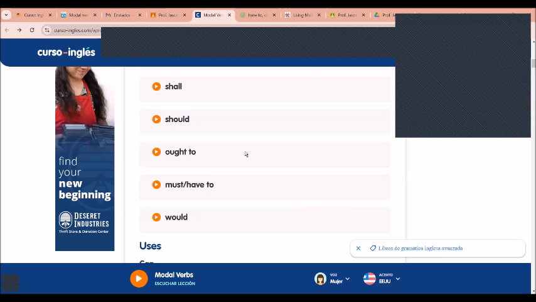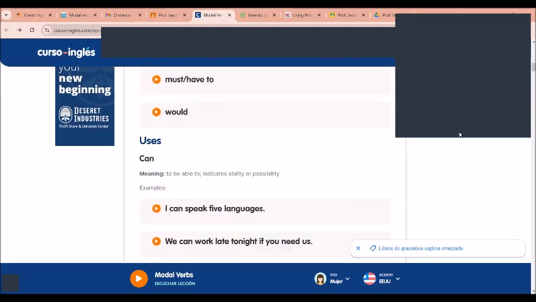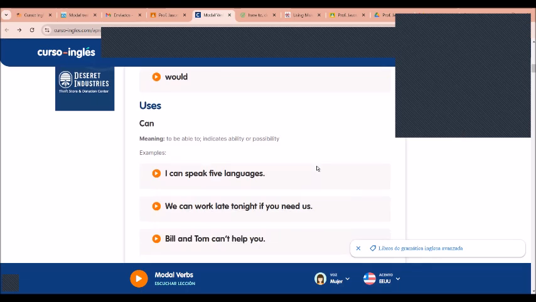Now, let's start with can. I usually start in order, but when I was looking at the list, I noticed that Miguel was the first to join in. So Miguel, why don't you start us off? Can.